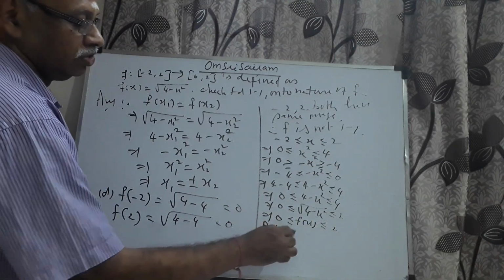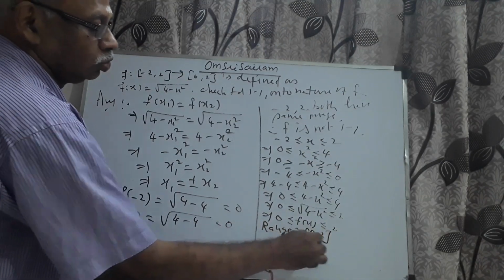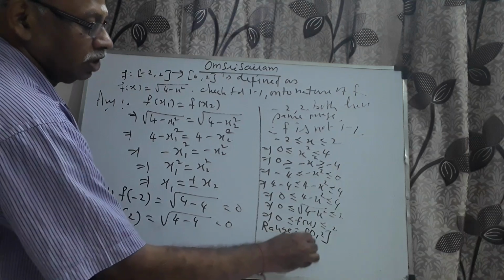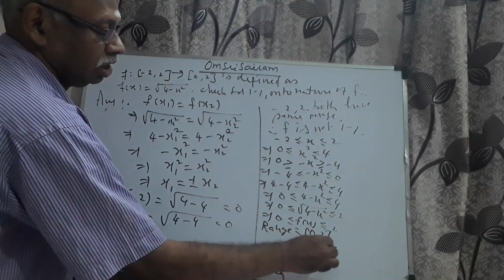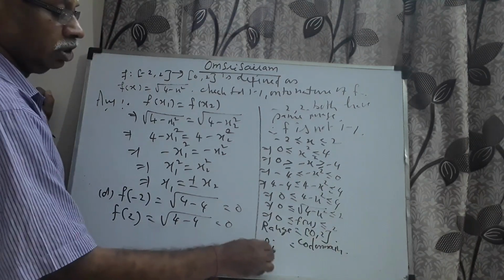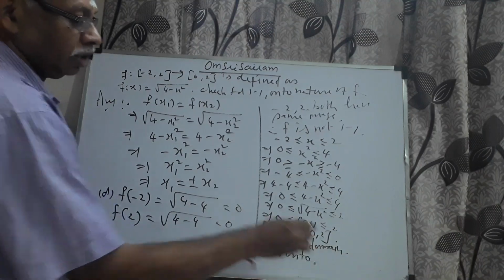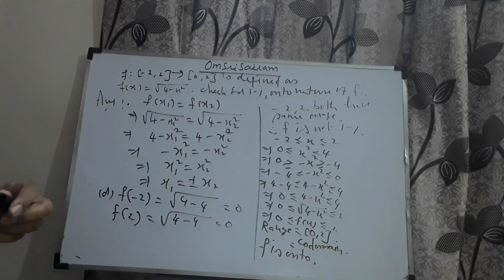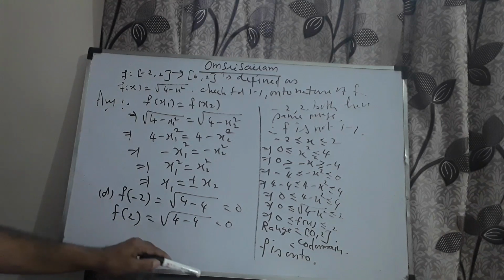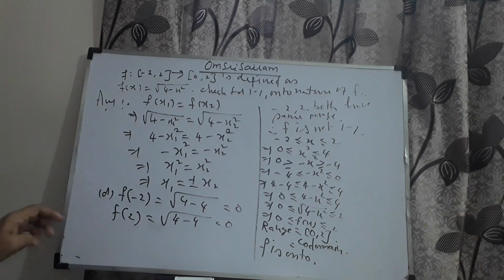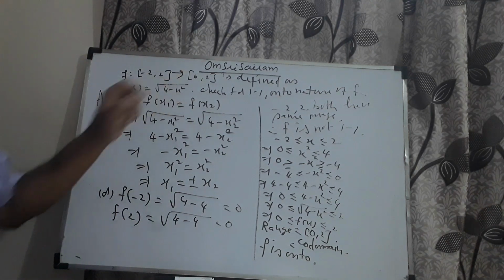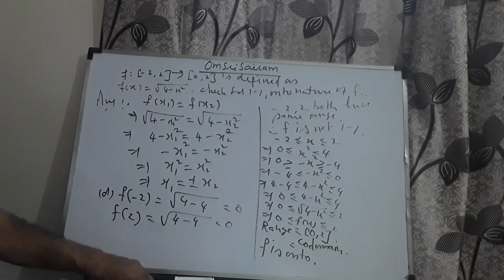Therefore, the range is the closed interval 0 comma 2, which is the same as the codomain given here. Therefore, f is onto. If the range is equal to the codomain, the function is said to be onto, or another name for that is surjective. Another name for one-to-one is injective. Therefore, the function is onto but not one-to-one.